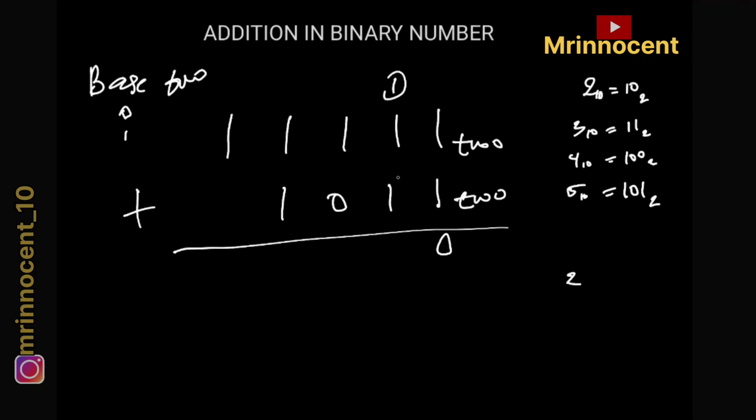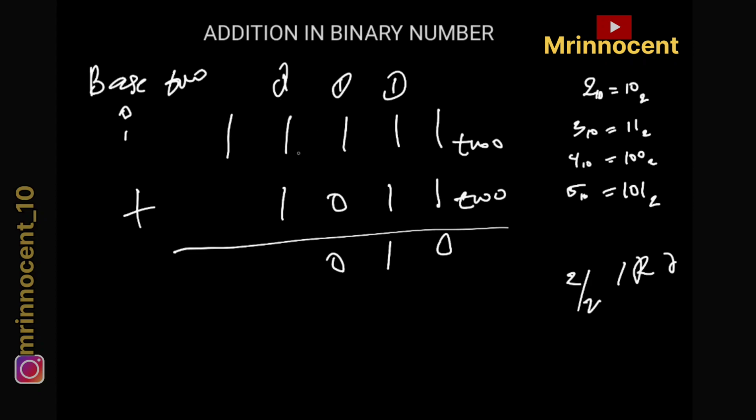Next, 1 plus 1 plus 1 is 3. 3 in base 2 is 1, 1. You write 1 and carry the 1 to the next. 1 plus 1 plus 0 is 2. 2 in base 2 is 1, 0. You write 0, carry 1 to the next.